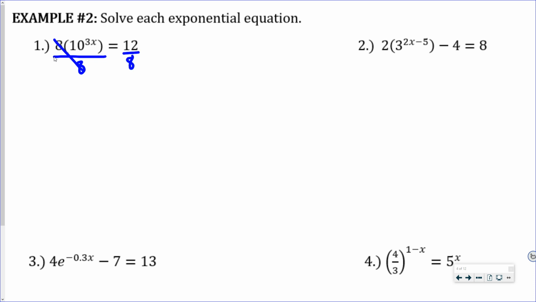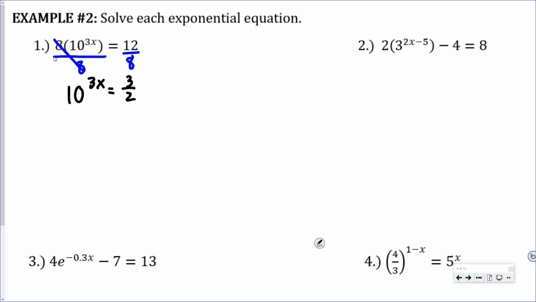Okay, that obviously just leaves me with 10 to the power of 3x equals, we'll simplify this to 3 halves. All right, now notice, I don't have 10 times 3x here. I can't divide off that 10. I have 10 to the power of 3x. And here's an example of I couldn't rewrite 3/2 with a base of 10, right? So we have to use logs to solve it.